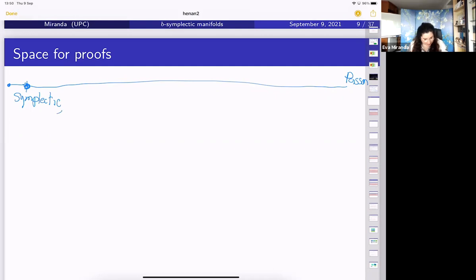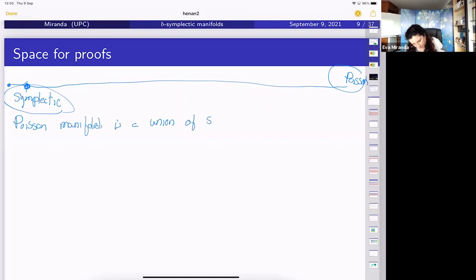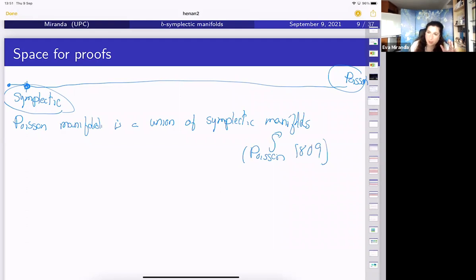I want now to relate symplectic to Poisson, and this is what I'm going to do. I'm going to first say it with words. A Poisson manifold is a union of symplectic manifolds. That's the relation. And not only that, but the Poisson structure restricted to the symplectic manifolds is exactly the one defined by Poisson in 1809. It's the standard Poisson structure. That's to say it with words.